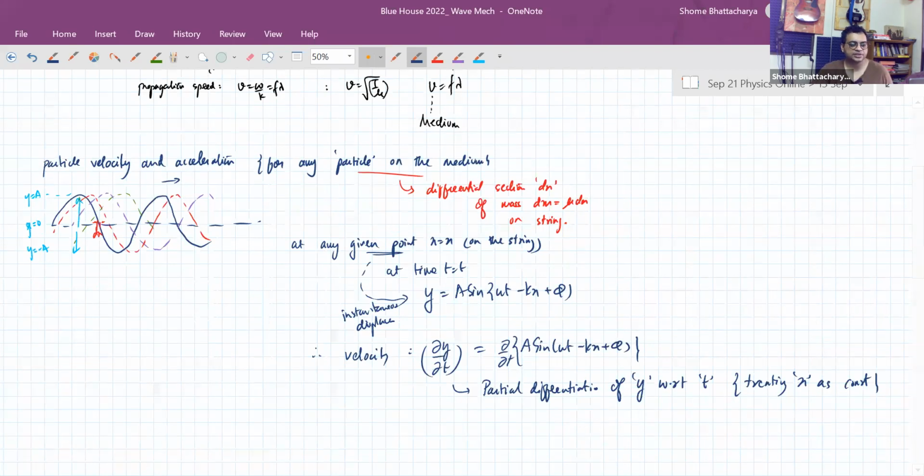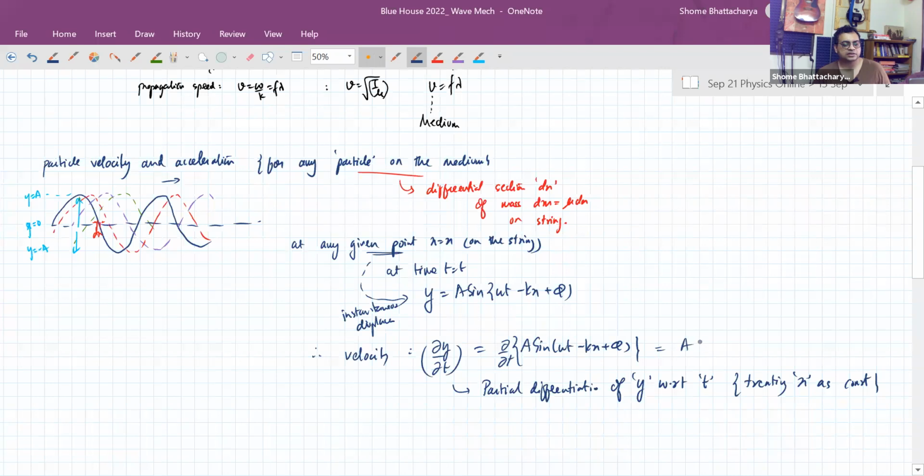So we are looking at that medium particle at x equal to x, its displacement y as a function of time. Now del y by del t represents the rate of change of that function with respect to time. So just differentiate this like you would normally do, treating x as a constant. The whole term minus kx plus phi is like a constant, so the dependence with respect to time is sine of omega t plus some constant. So the differentiation will be like this.